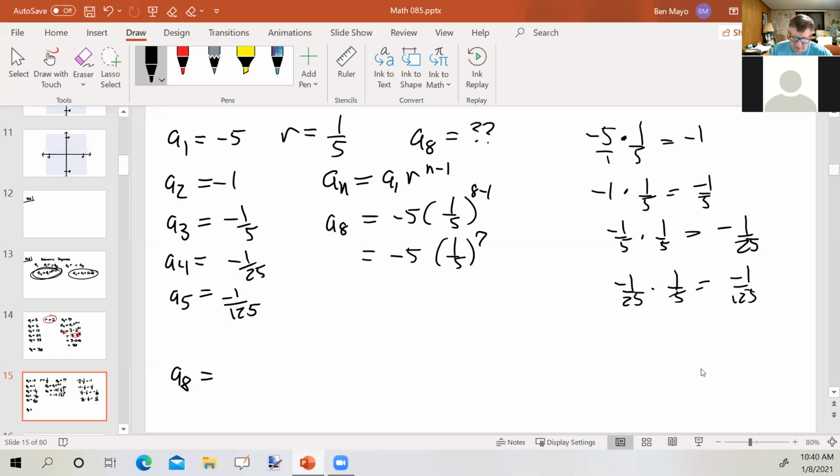But I don't want a decimal answer. I want a fraction answer. So here's what I'm going to have to do. This is -5 times... Recall, if you have a fraction raised to a power, you raise the numerator to the same power and the denominator to the same power. So the quantity 1/5 to the 7th power would be equal to 1 to the 7th power over 5 to the 7th power. You still with me?